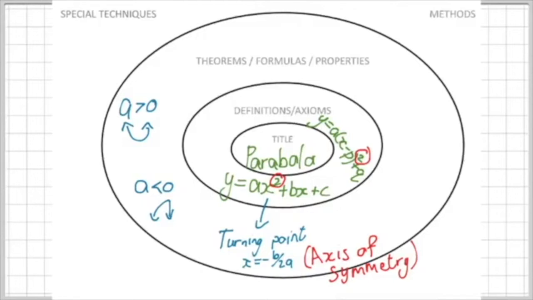Now if I've got the other form, I can simply read off my turning point. And my turning point is positive p and q. So in other words, whatever the p value was in the bracket, so if it was x minus 1 squared, then the turning point would be at positive 1. Always remember, it's always with the x value that we swap around the signs.